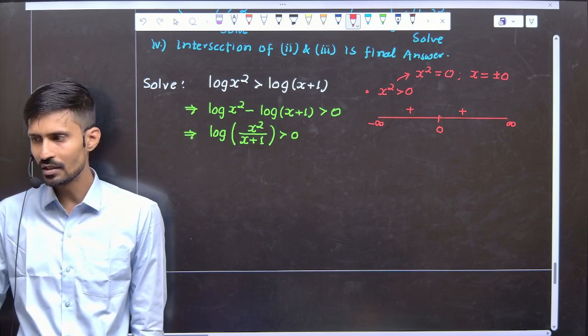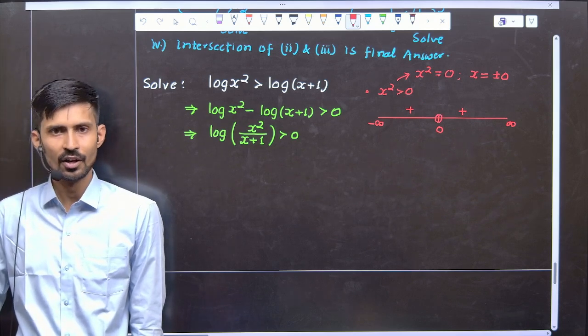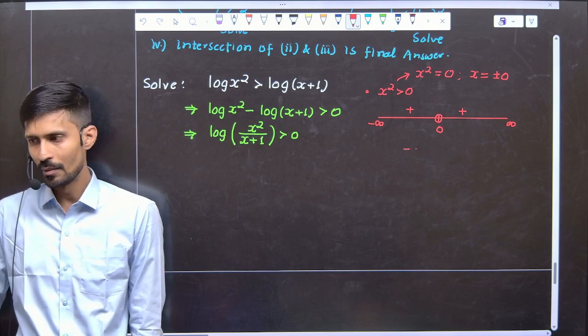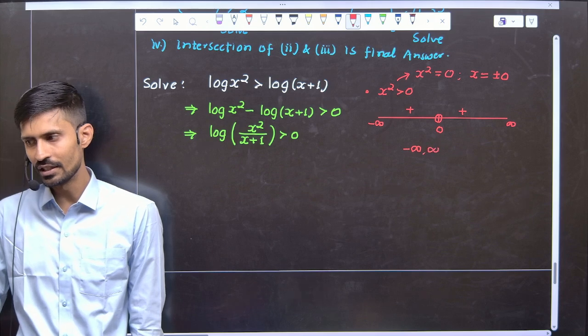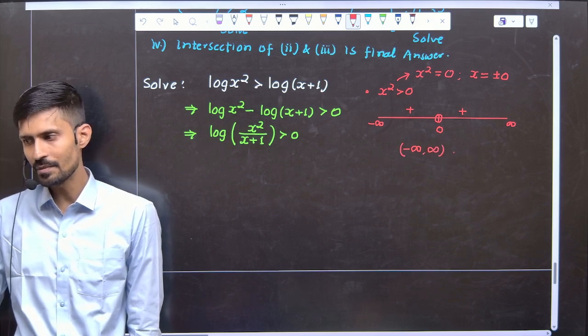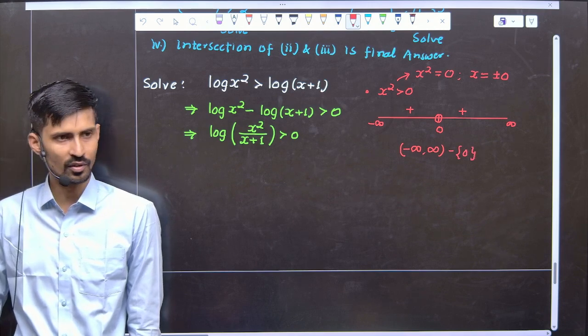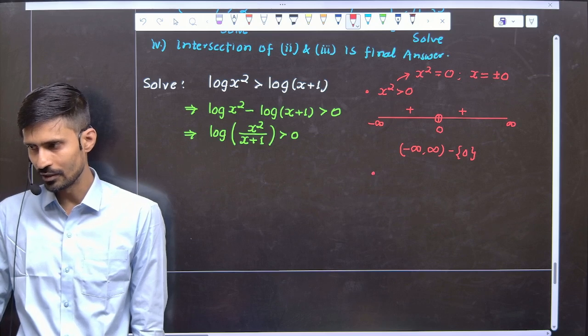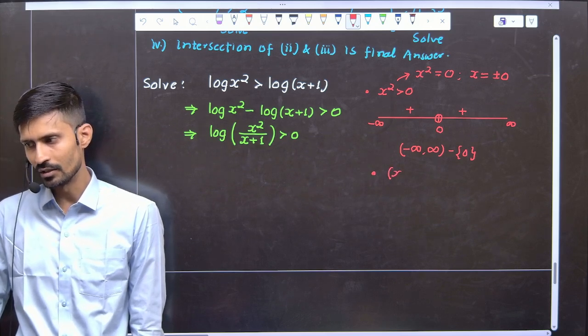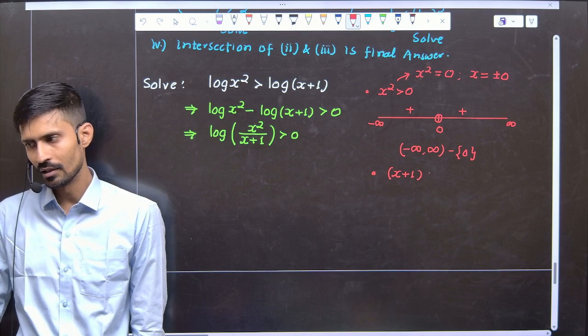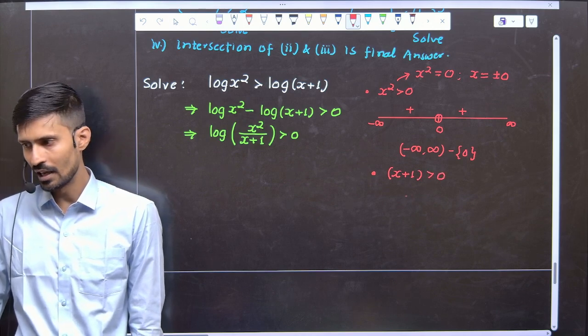No, it means open bracket. What will be answer here? Minus infinity to infinity except 0. We got domain for the first log. Now second log domain I am going to find. X plus 1 greater than 0.